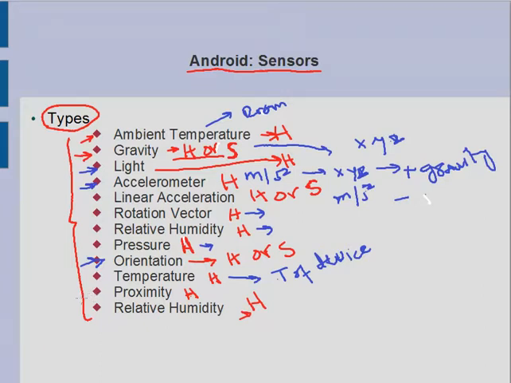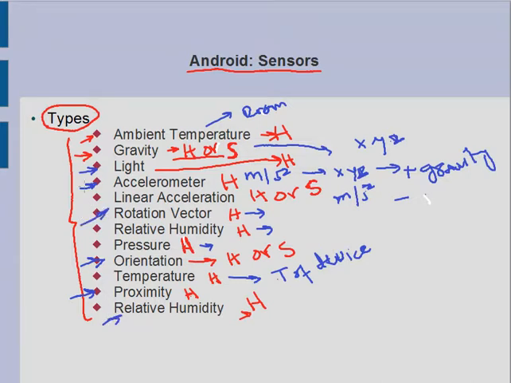Now proximity, as the name shows, it measures the proximity or the nearness of a certain object to the phone. It's actually used to measure if the earphone is connected to the ear or not. And then the relative humidity, again we wrote the relative humidity twice. We have already discussed it here.